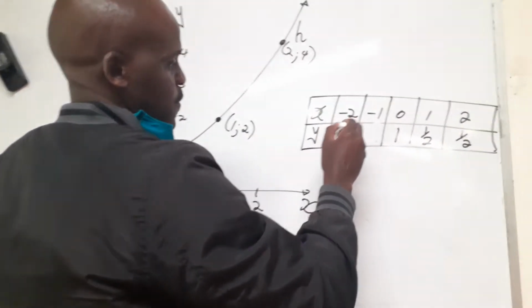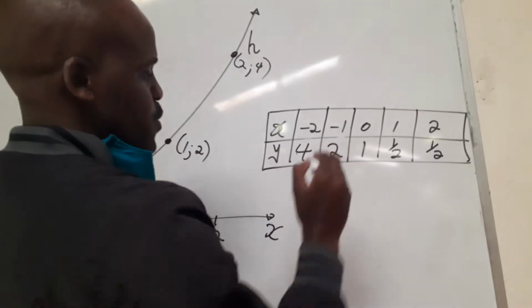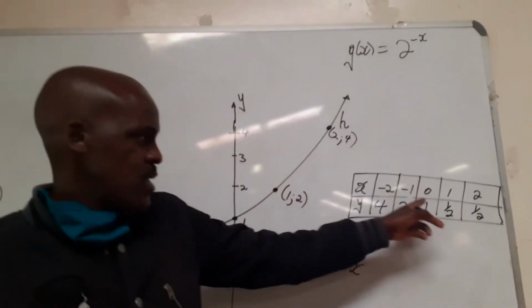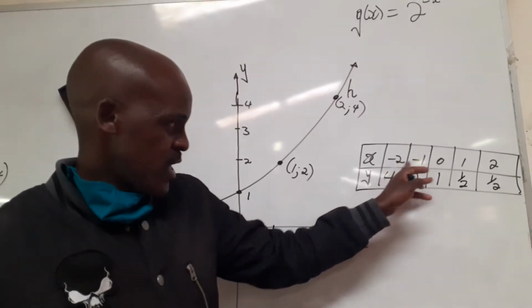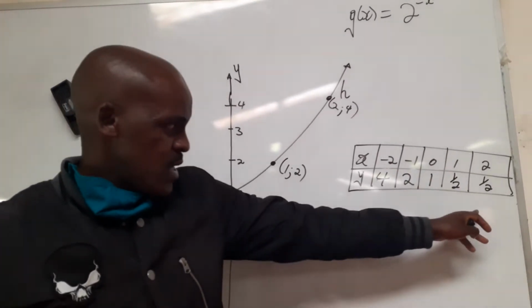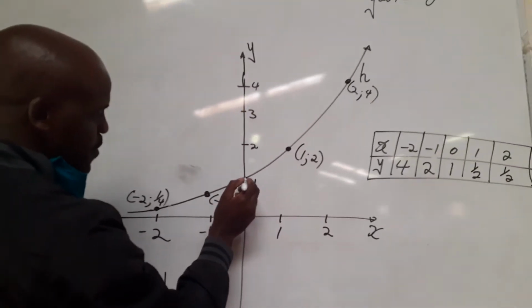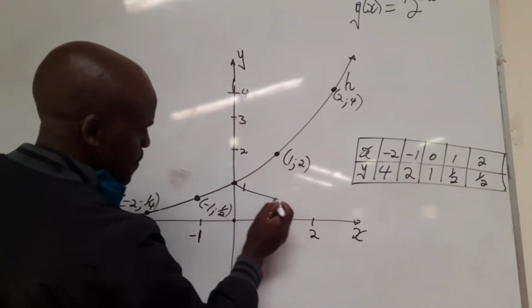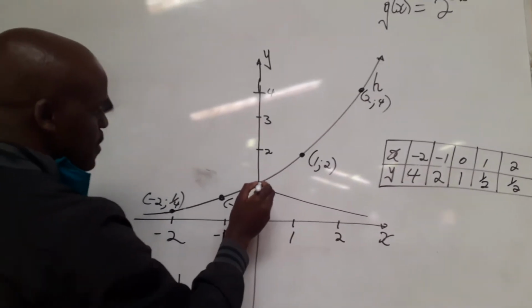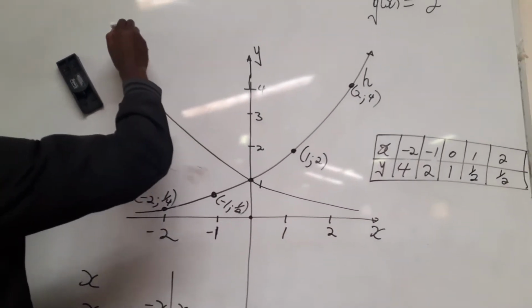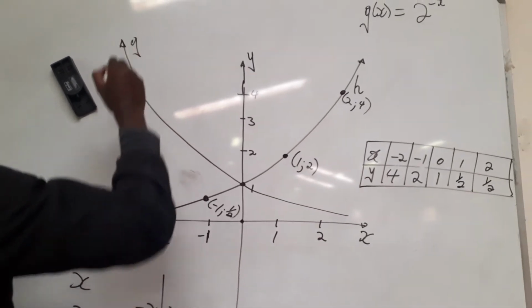This is 4 and 2. It will be like that. Therefore, when you look at x there, y is decreasing. So that's how our function will be looking like. That's the function of g.